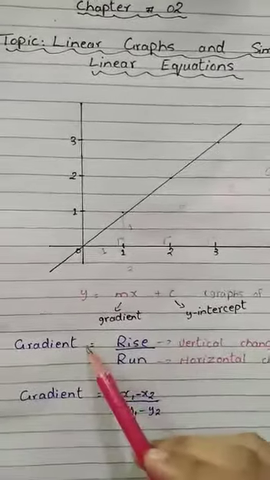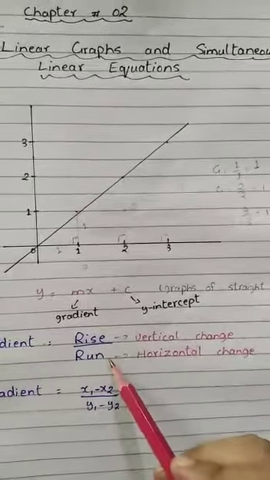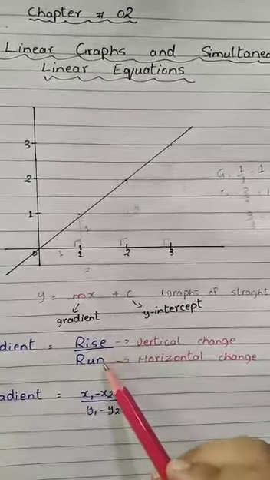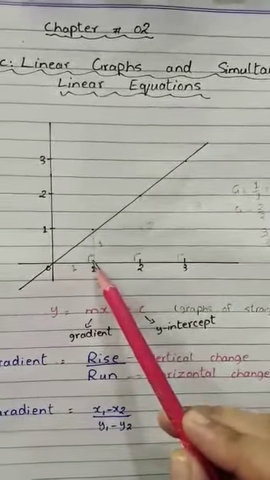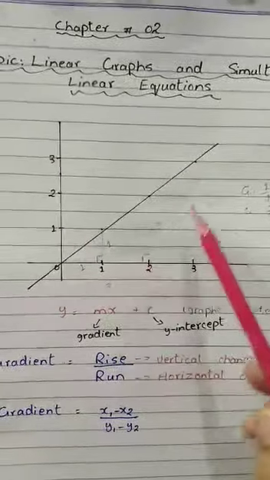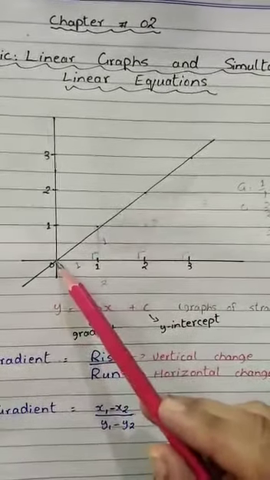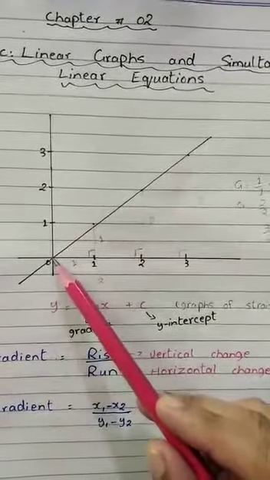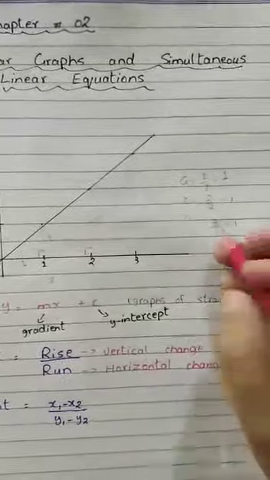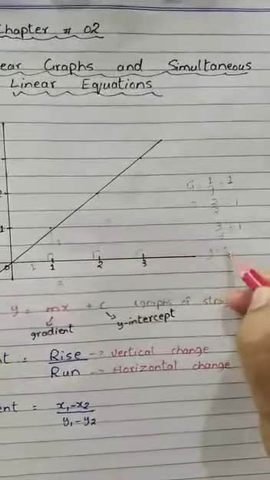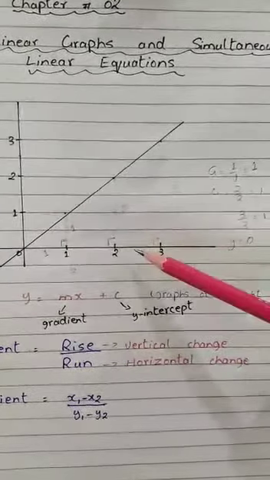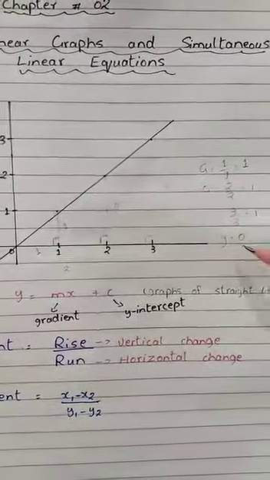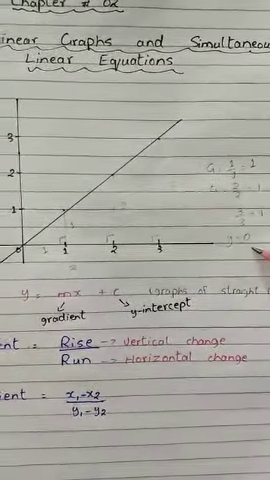So this is method 1, where you just need rise over run. And how will you calculate rise or run? You just need to make a right angle triangle. Clear? And how will you find the y-intercept? As you can see, the line is passing through the origin, so y = 0. So that's it. You just need 2 things. First you need to find the gradient, and second you need to find the y-intercept.